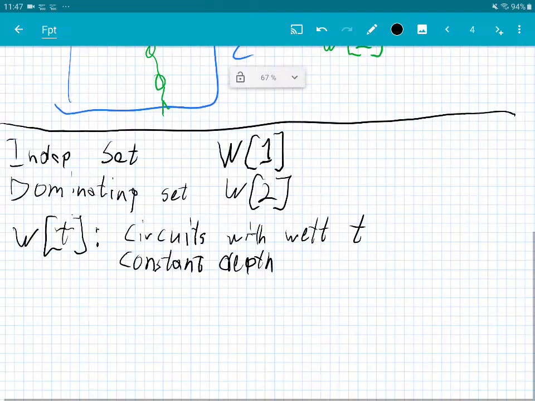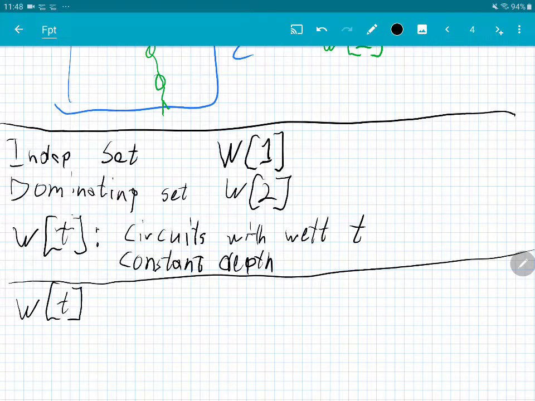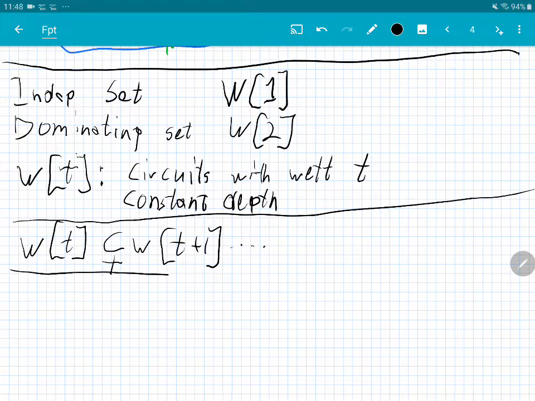So this is WT, and the important thing is the belief that WT is strictly contained in WT plus 1. And the belief is that, as you climb this hierarchy, the problems become harder and harder as far as FPT complexity. So this is why we have this definition. Okay.